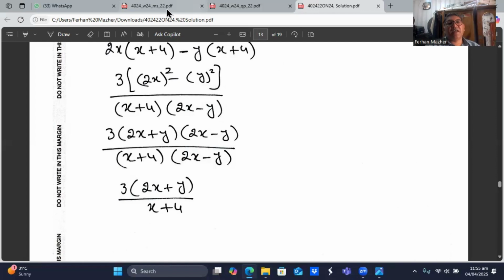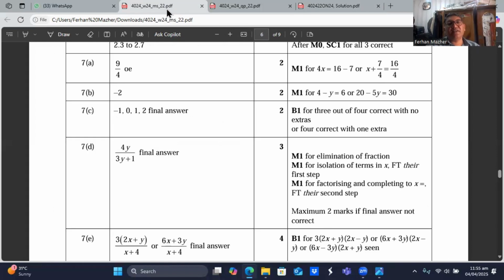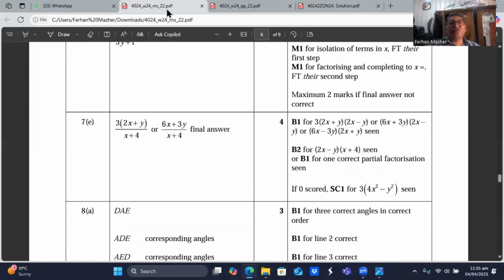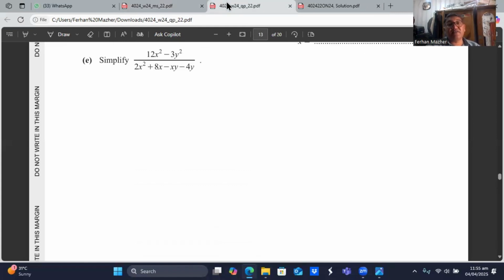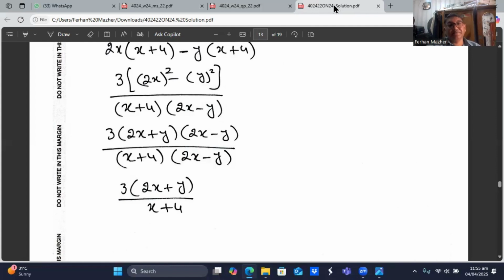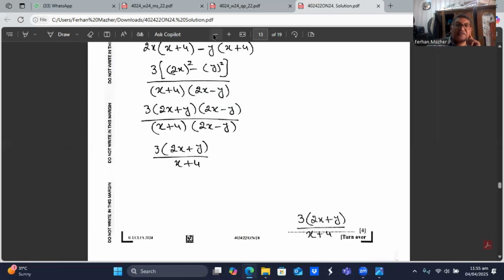So this is my answer. Let's have a look at the marking scheme. So this is their answer, sir. Our answer is the same. So let me reduce the size so you can see the whole question.